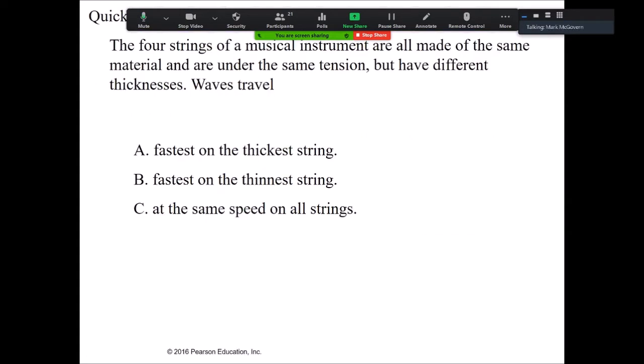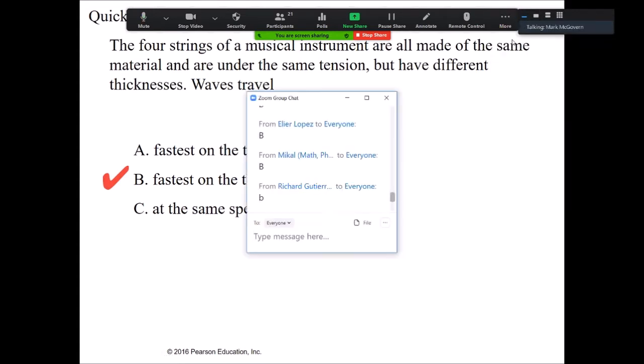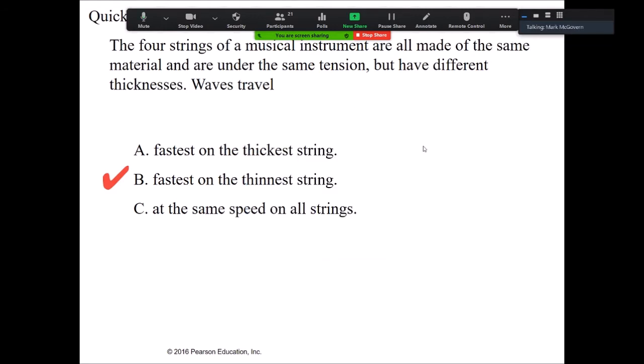All right, so based on that equation you saw there, I have a question for you. Go ahead and throw a letter into the chat. Four strings of a musical instrument are all made from the same material. They're under the same tension, but they have different thicknesses. All right, let's see, B. The idea behind this is that the thinnest string has the smallest value of mu, mass per unit length, and so the wave travels the fastest there. Fantastic.